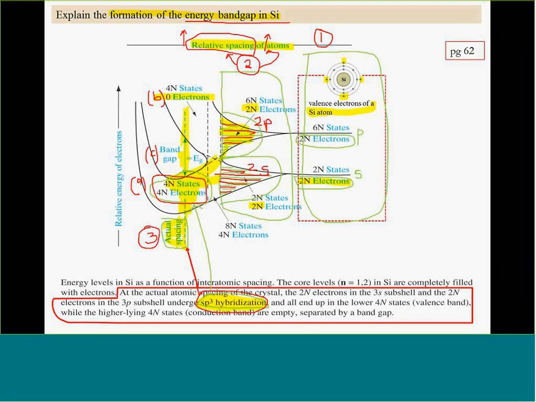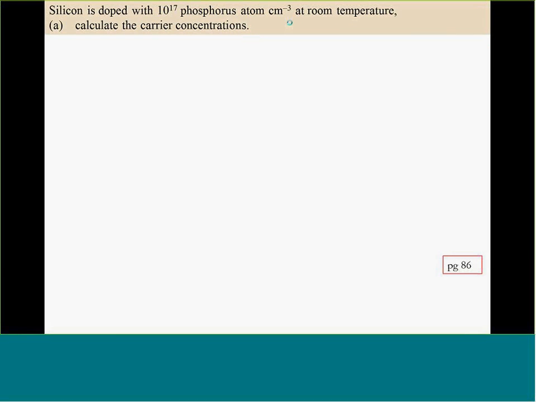Okay, so let's go to the next question, which is essentially a calculation. Well, there should be calculation in your final exam, yeah? Silicon is doped with 10^17 phosphorus atoms per cm^3 at room temperature. Calculate the carrier concentrations. I guess most of you know how to look at the question because this is phosphorus. Phosphorus is group five, isn't it? So phosphorus is N-type, isn't it? So N0 is equal to your number of dopants.